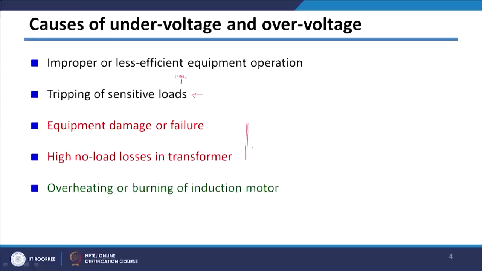Let us see what the problems with over voltage are. These are two, shown in red dots, basically problems of over voltage conditions. During the over voltage condition, your equipment will get stressed more. There is a possibility that equipment failure may happen and it will damage the equipment. Also, during the over voltage condition, your transformers will take more magnetizing current, which will lead to more no load losses.